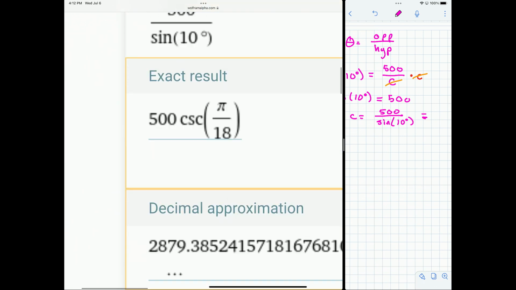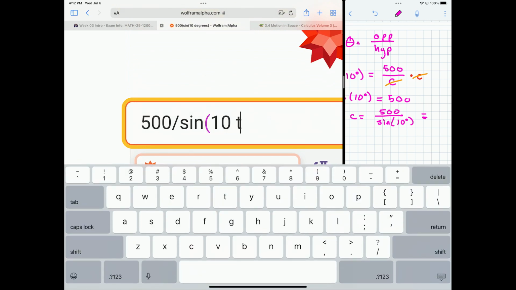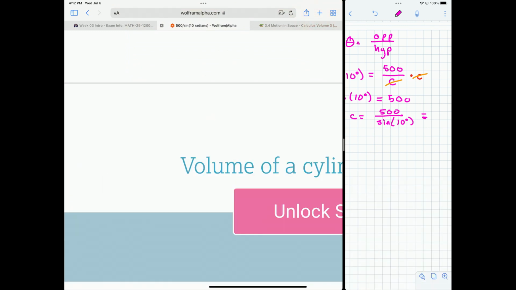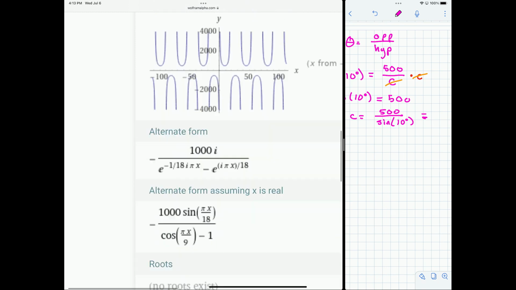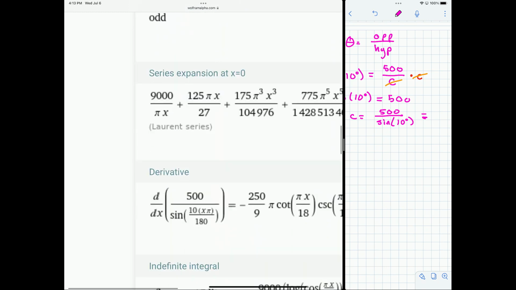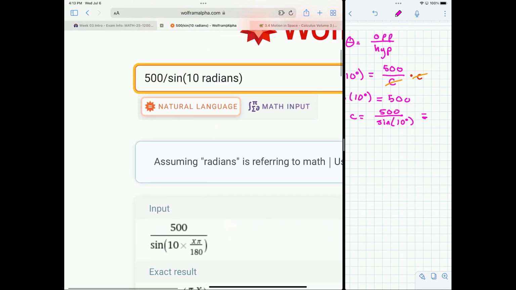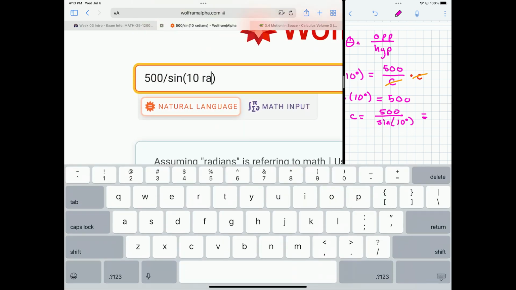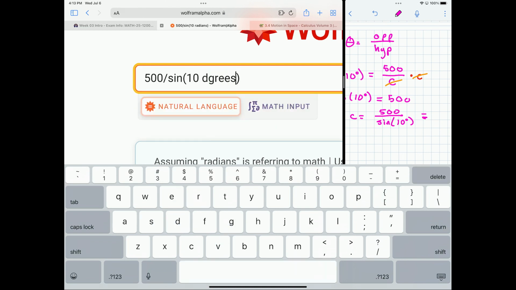then I get a number, 2879, okay? If I write 10 radians, then I'm going to get a different number. Where's the number? Well, it did the wrong thing. But the point is if you do have radians there, instead of degrees, you will get the wrong answer.